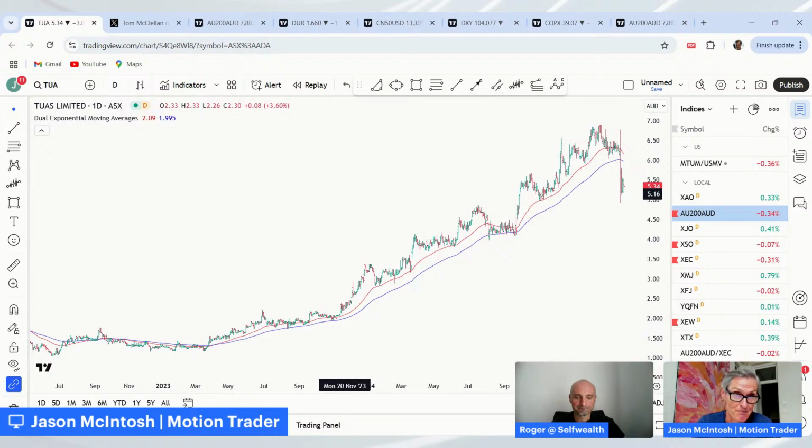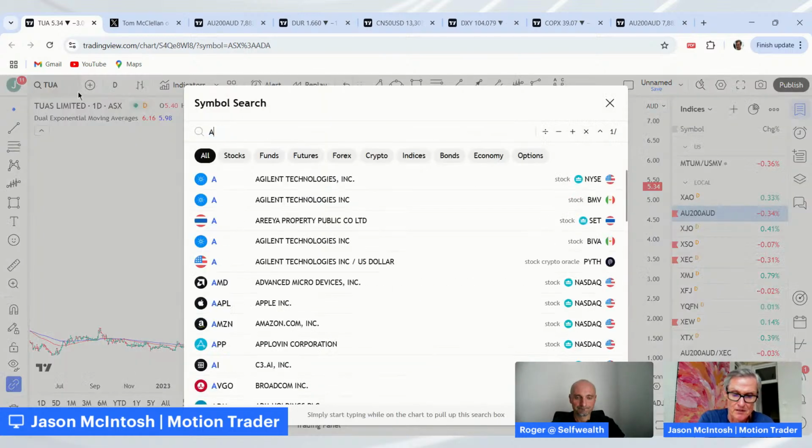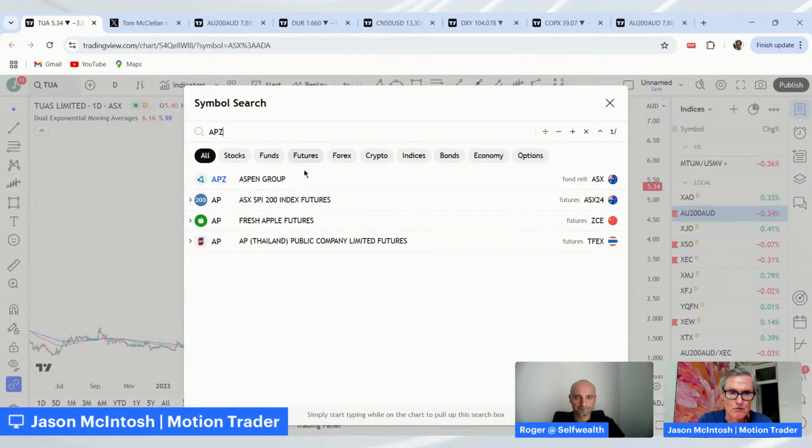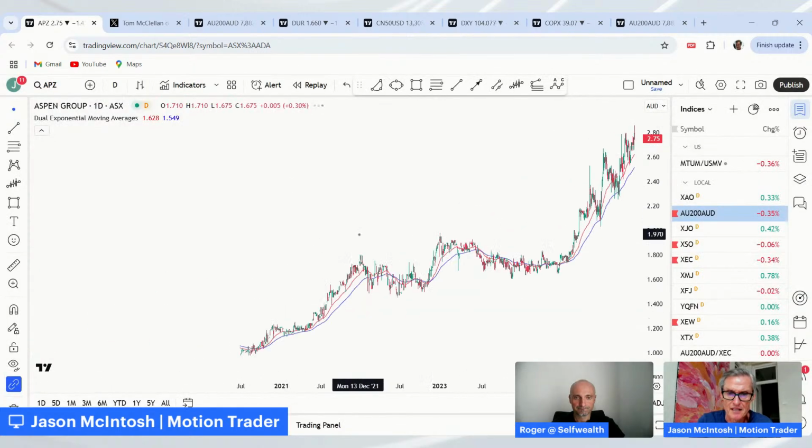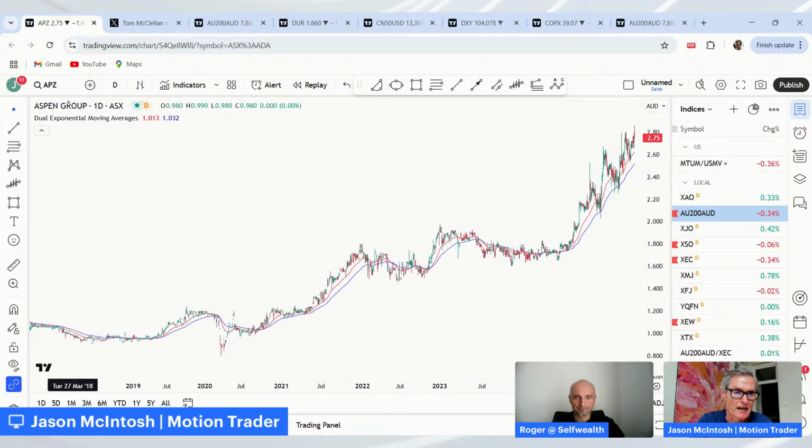It's an example in my portfolio at the moment. I think this is the one. Yeah, this APZ stock, Aspen Group. I think it's property related. I've had this for quite a while. I think I've had it since 2021. And look at this period of not doing too much between a couple of years. It really didn't do much, except pay dividends. It's paid quite a bit of dividend during that period.